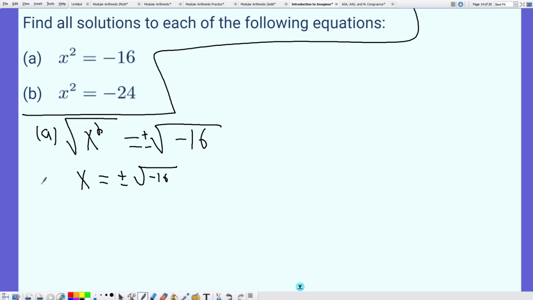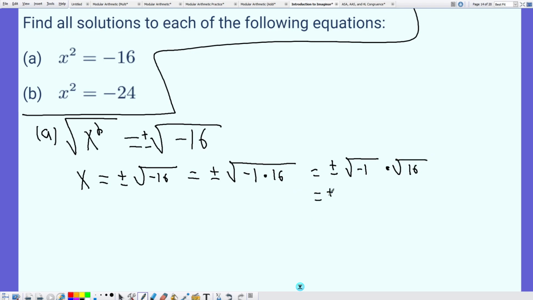Now, we can do some of these tricks that we did when we were working with square roots earlier. We're going to keep the plus or minus, but we should see that 16 is a perfect square. And we can factor out that negative as a negative 1, where we have negative 1 times 16. We can simplify this just as we did before. So we have plus or minus the square root of negative 1 times the square root of 16.